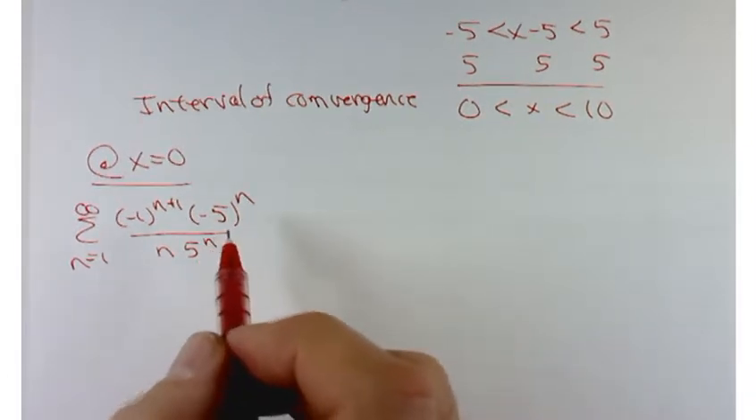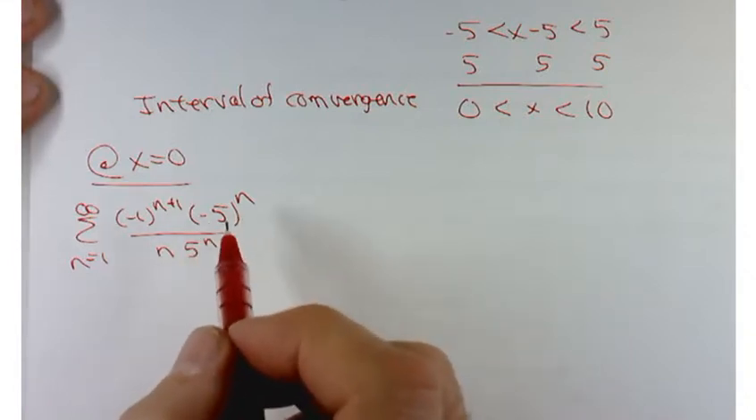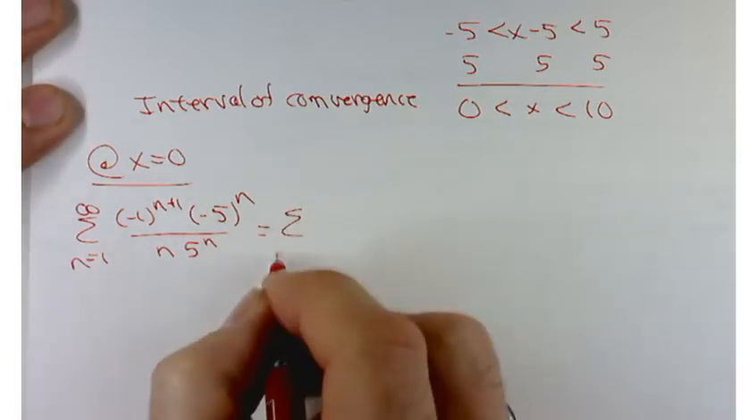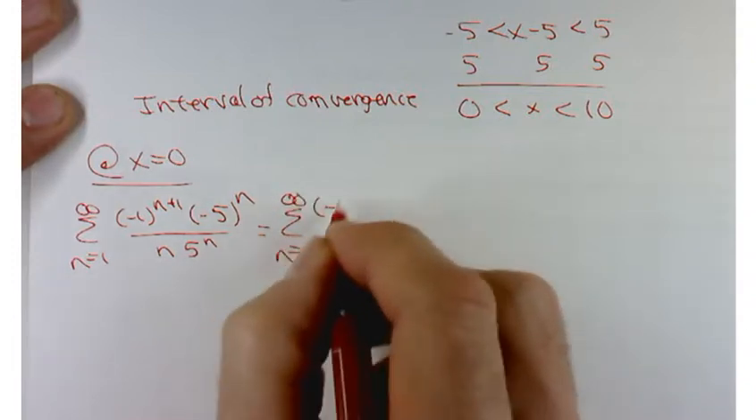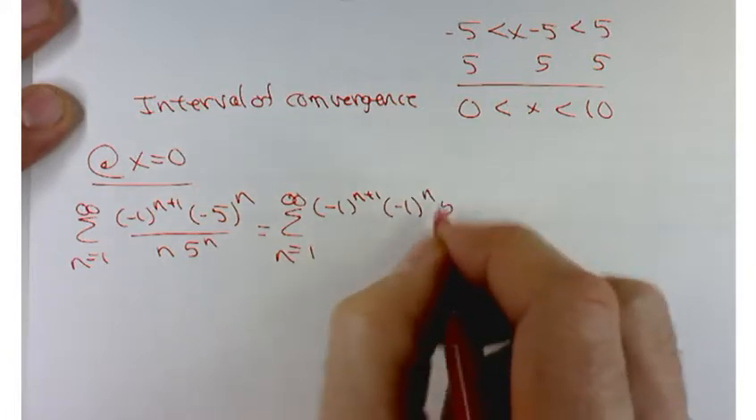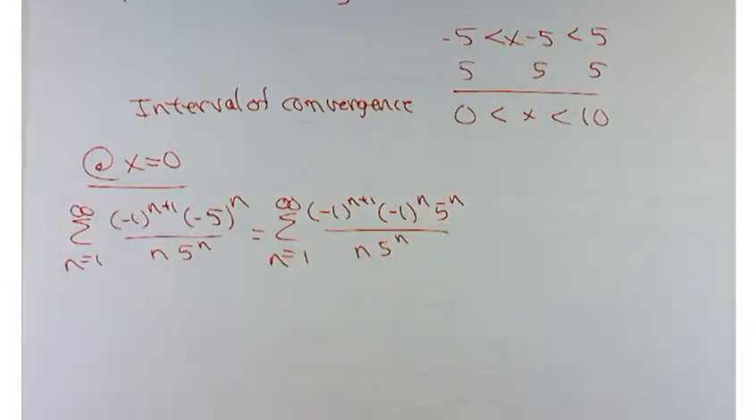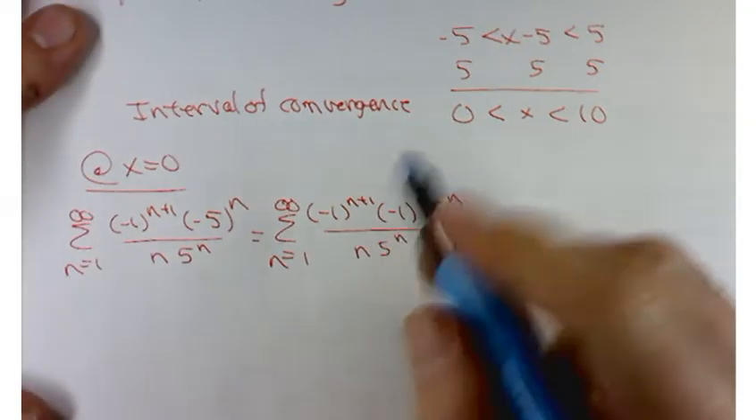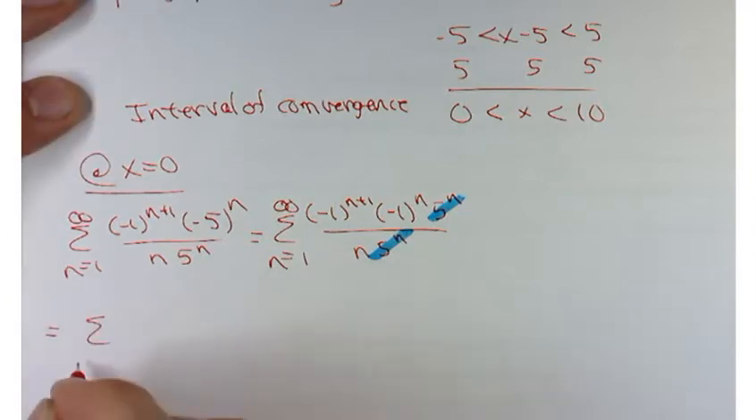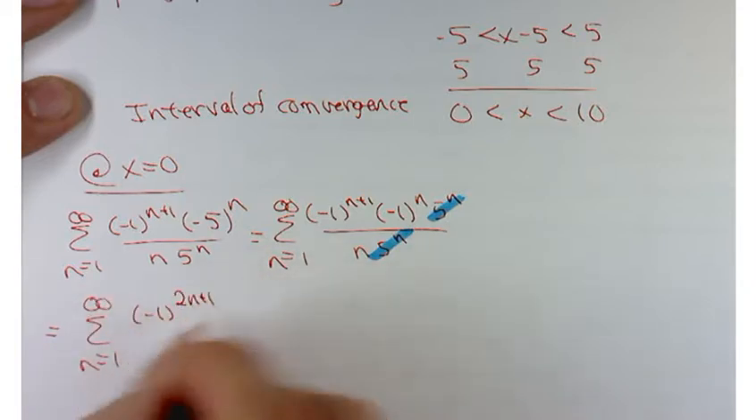We've seen stuff like this before. Negative 5 to the n is going to split up as negative 1 to the n times 5 to the n. And I'll get a little cancellation down here. Let me show those steps. The sum from n equals 1 to infinity, negative 1 to the n plus 1, negative 1 to the n times 5 to the n. So I'm splitting this up into two terms. And the nice thing about that is that it allows me to cancel out 5 to the n. This gives me the sum from n equals 1 to infinity of negative 1 to the 2n plus 1 over n.